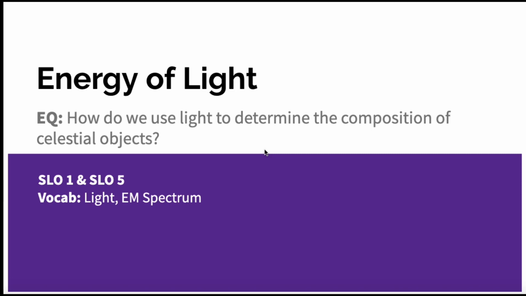Today we're going to be talking about energy of light, how we use light to determine the composition of celestial objects. These are SLO 1 and 5 from the Waves unit. Our vocab that I want you to focus on today is being comfortable with the terms light and electromagnetic spectrum.